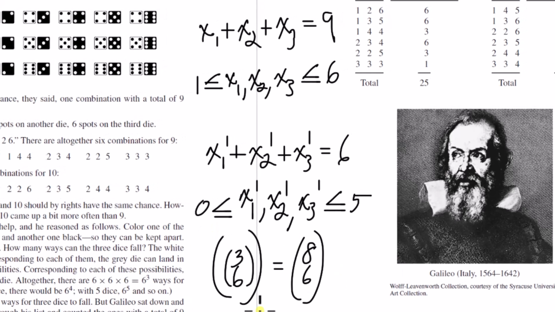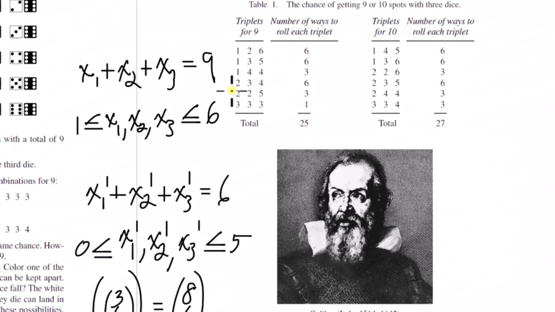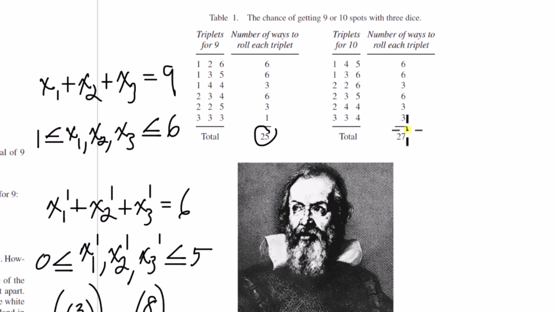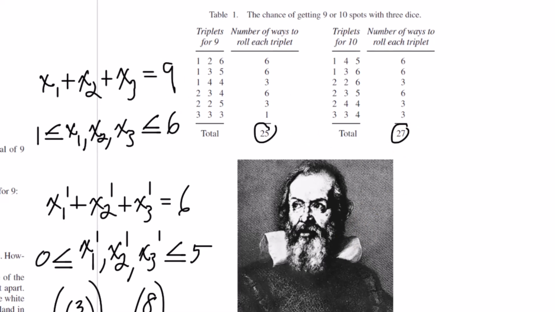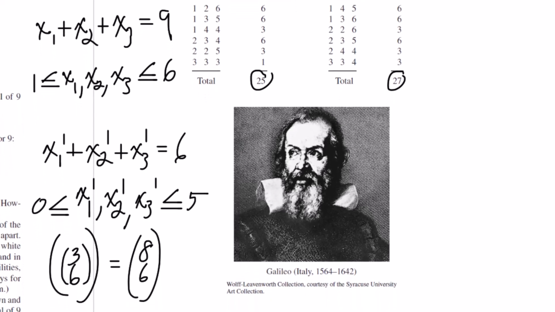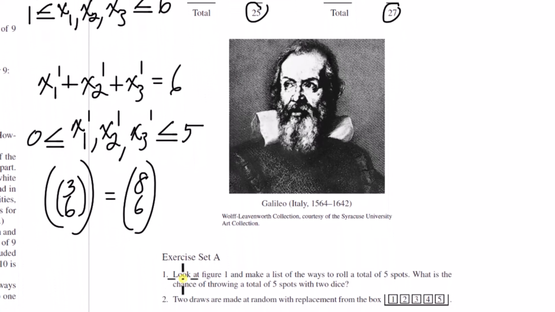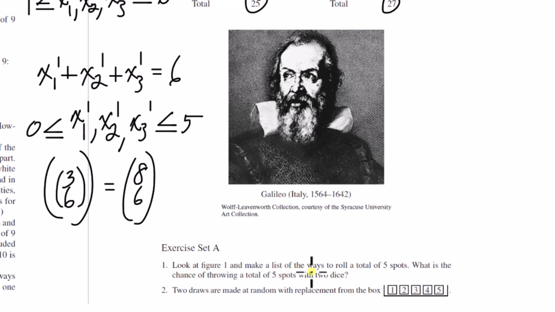If you go through this whole process, for this 9 here, you'd get 25. And if you made this 10, you'd get 27. Okay, so let's go through these example problems real quick. Look at figure 1 and make a list of the ways to roll a total of 5 spots. What is the chance of throwing a total of 5 spots with 2 dice?